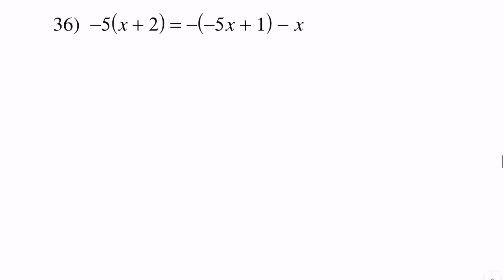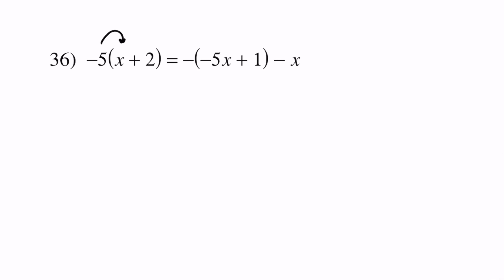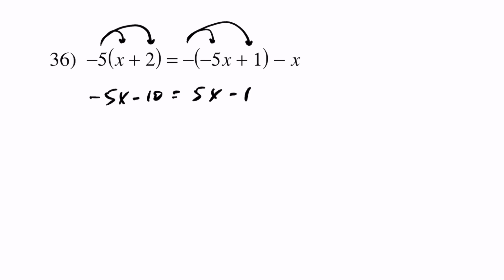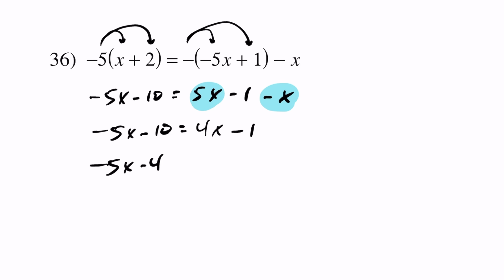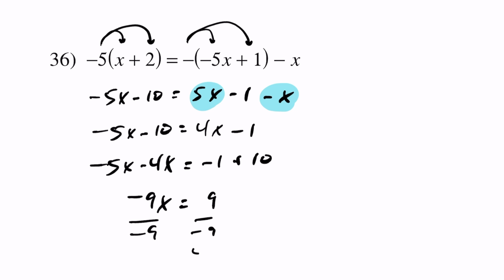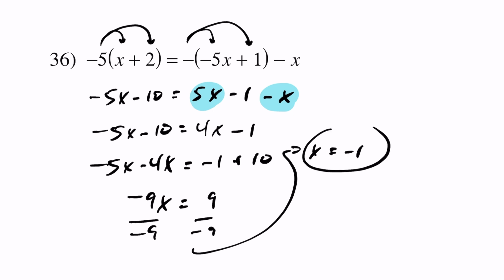Let's take a look at 36. So for 36 here, again, we're going to go ahead and do distribution. End up getting minus 5x minus 10 is 5x minus 1, and then copying that minus x back down. And we end up getting here minus 5x minus 10. Collecting like terms here, you'll see I have a 5x minus an x, just gives me 4x minus 1. Bring the x's to one side here, and bring the numbers to the other. I get minus 9x is 9. Divide across by negative 9. And I get x is minus 1 for this one here.